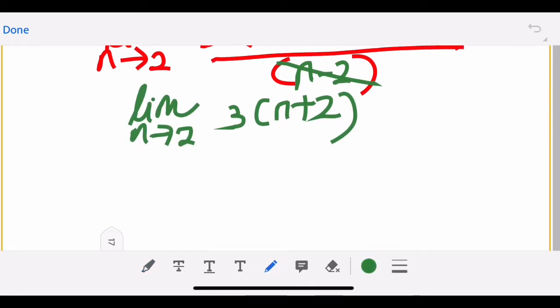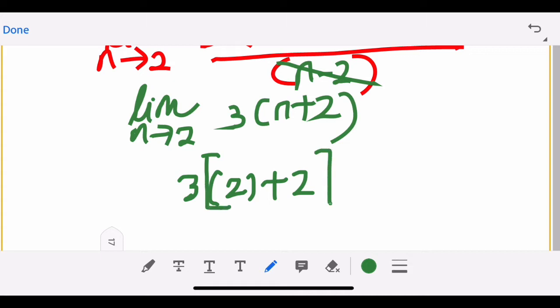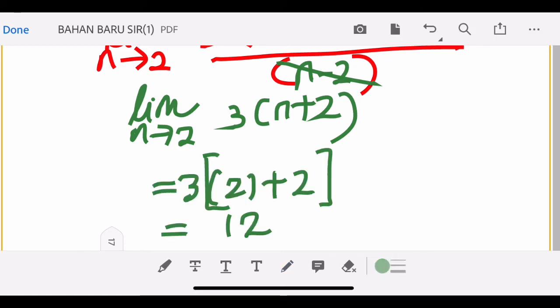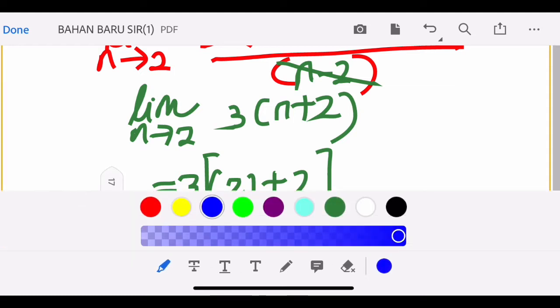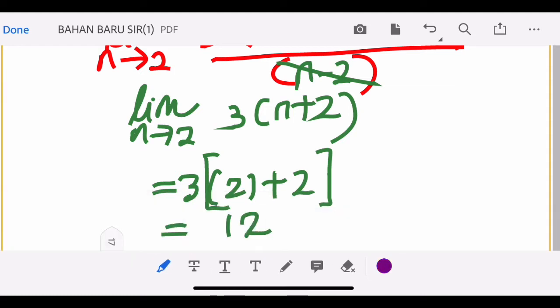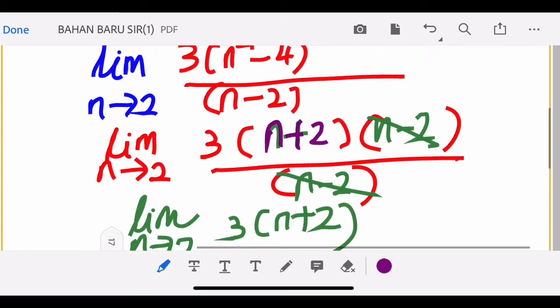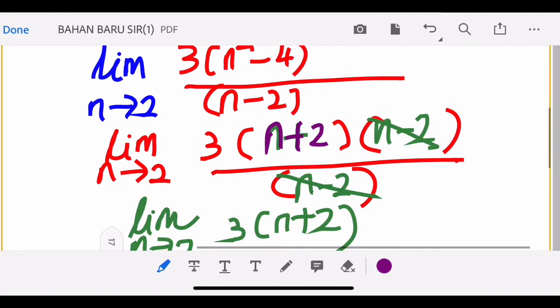Then the third step is you substitute the 2 inside there. That's all. It's very simple, right? So when you substitute, you always be careful. You don't write the limit, you just substitute. So your answer is 3 times (2 plus 2), which is 4, right? Times 3. So answer is 12. 3 times 4 is 12, right? Okay, so that is how you solve the limit.